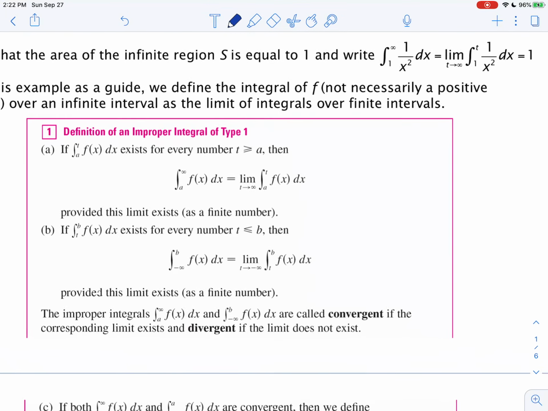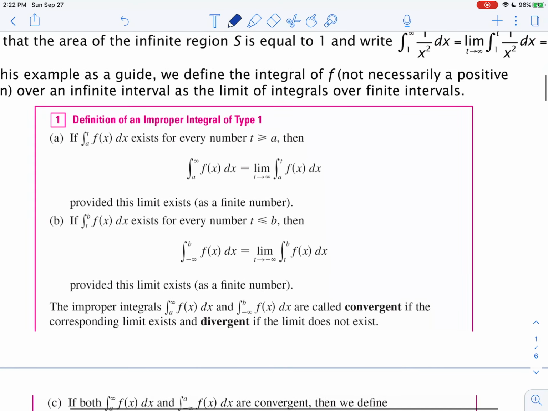So here's our first definition. If the integral from a to t of f of x dx exists for every number t bigger than or equal to a, then we can say that the integral from a to infinity is equal to the limit as t goes to infinity of the integral from a to t.